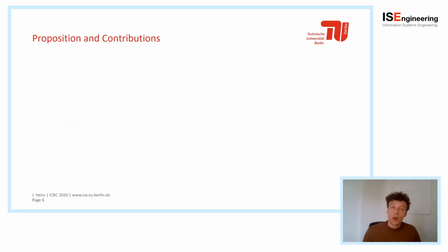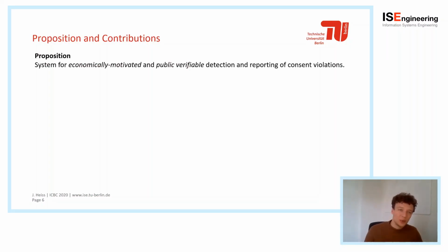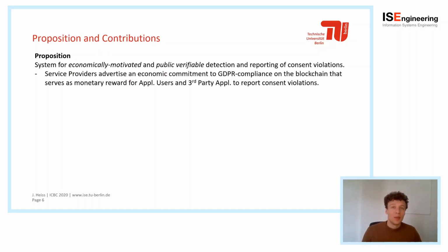Now, how do we approach these problems? We approach these problems by introducing a system for economically motivated and publicly verifiable detection and reporting of consent violations. By using our system, service providers can advertise an economic commitment to GDPR compliance on the blockchain that serves as a monetary reward for application users and third-party applications to report consent violations.